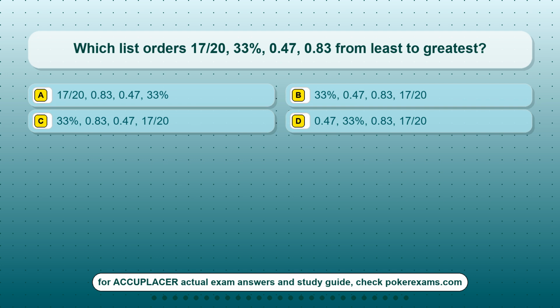Question 22. Which list orders 17/20, 33%, 0.47, 0.83 from least to greatest? Option A 17/20, 0.83, 0.47, 33%. Option B 33%, 0.47, 0.83, 17/20. Option C 33%, 0.83, 0.47, 17/20. Option D 0.47, 33%, 0.83, 17/20.